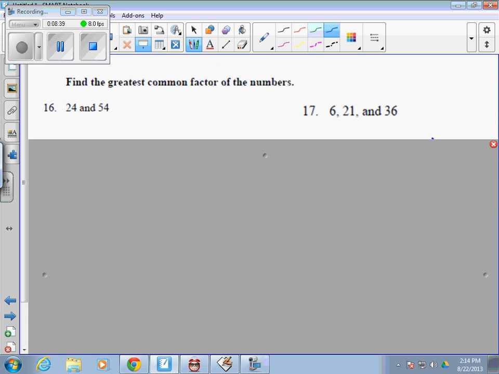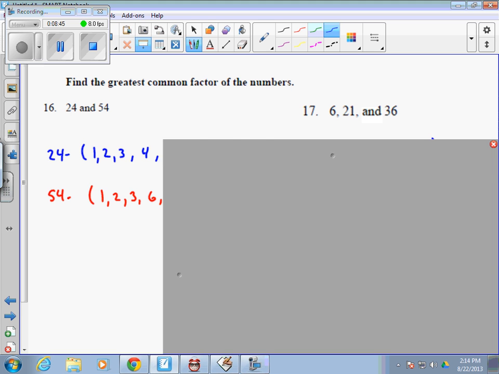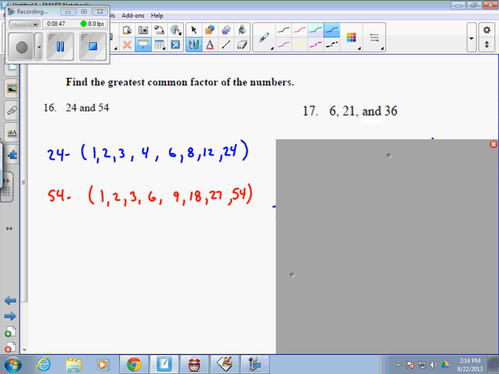16 and 17 ask you for the greatest common factor. When you're factoring out 16, this is how you factor out numbers. 24: if you multiply 1 times 24, you get 24. If you multiply 2 times 12, you get 24. If you multiply 3 times 8, you get 24. And if you multiply 4 times 6, you get 24. That's how you factor them out. You do the same thing with 54. Notice 1 and 54, 2 and 27, 3 and 18, and 6 and 9.